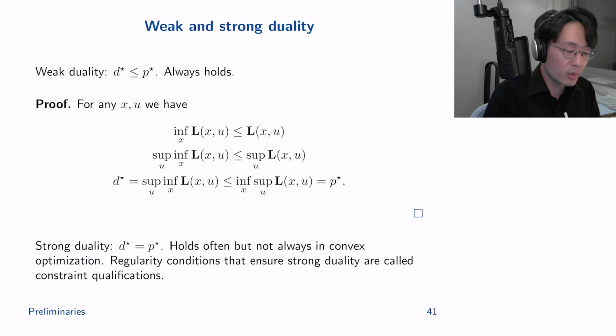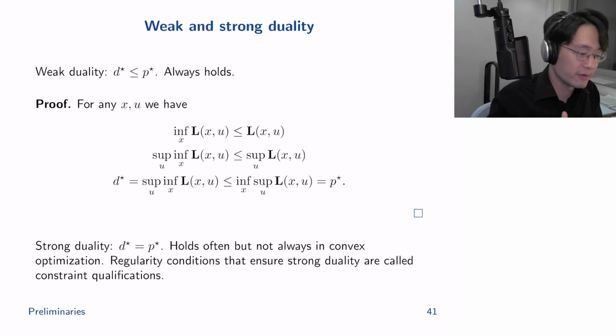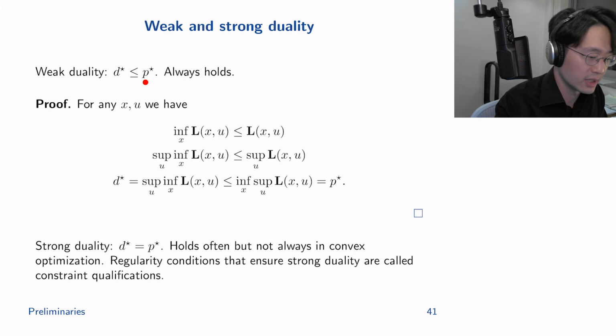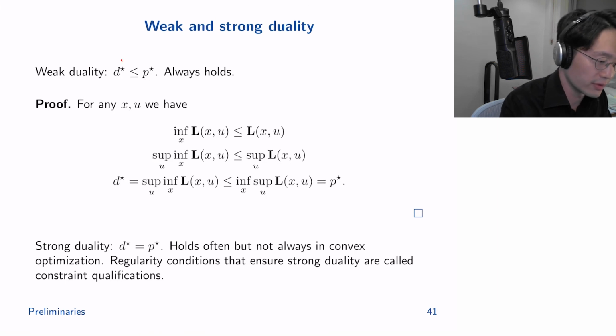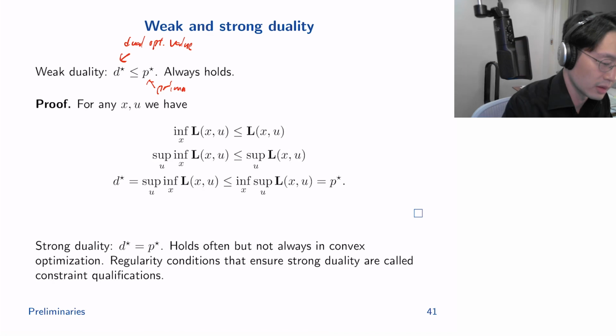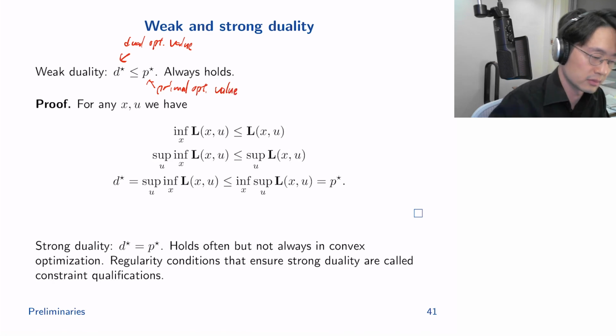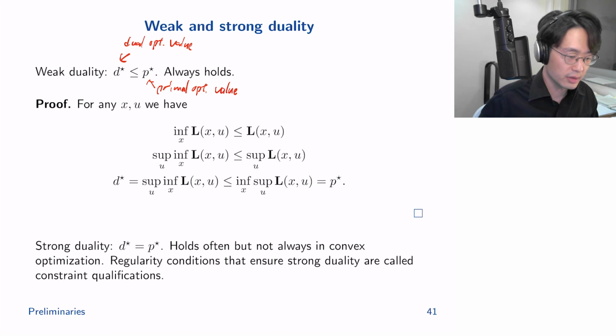So when we define the primal and dual problems in this manner, then weak duality always holds. And weak duality is defined as D star less than or equal to P star. And I should clarify that D star refers to the dual optimal value, and P star is the primal optimal value.